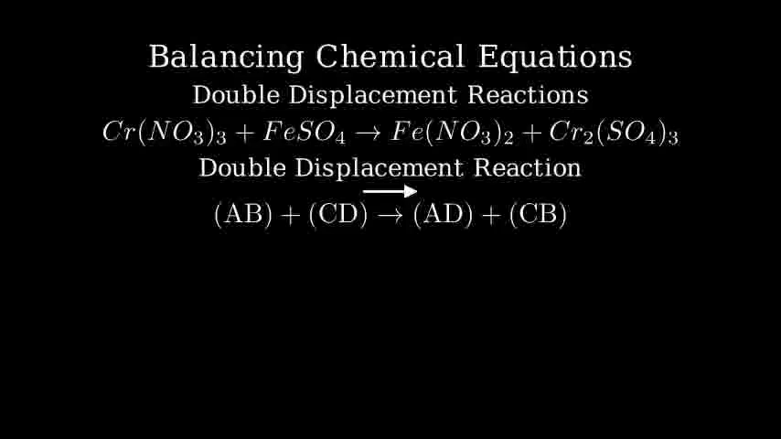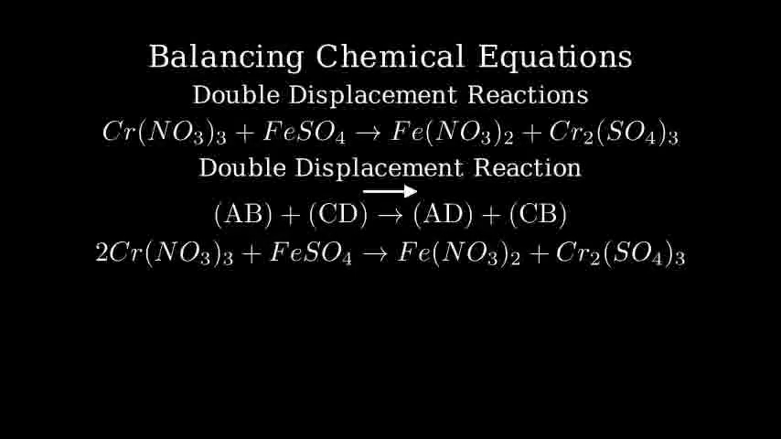Let's balance the equation. In chemical equations, we need to balance the atoms of each element on both sides. We begin by looking at the amount of each element. First, for chromium. On the left, we have 1, while on the right, 2. So we put a 2 in front of chromium-3 nitrate to balance.